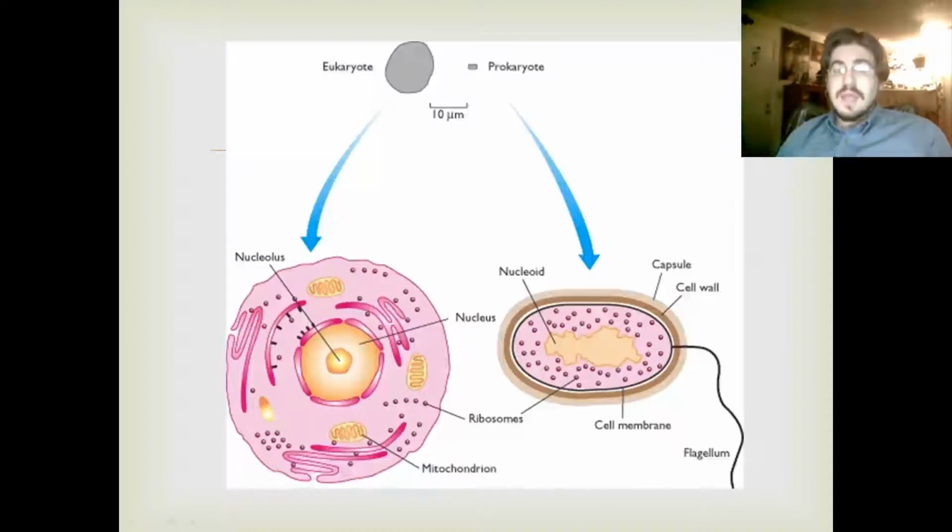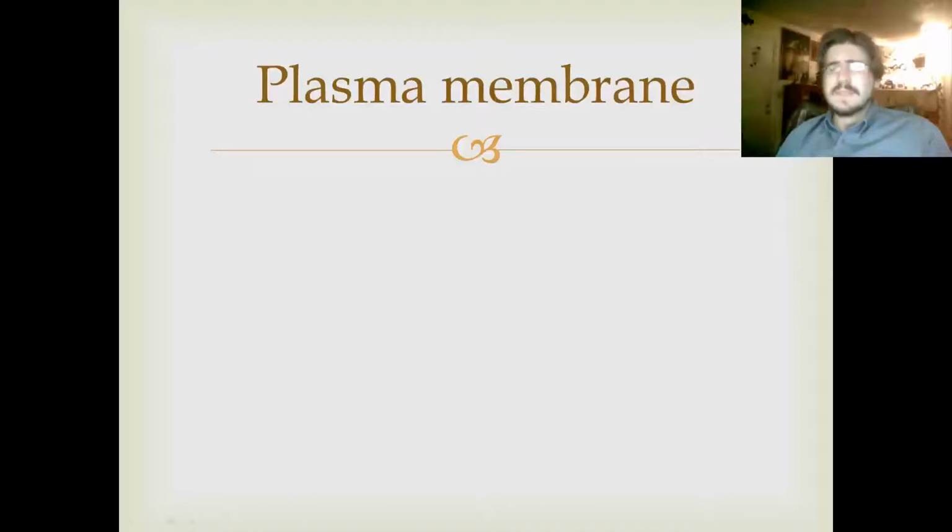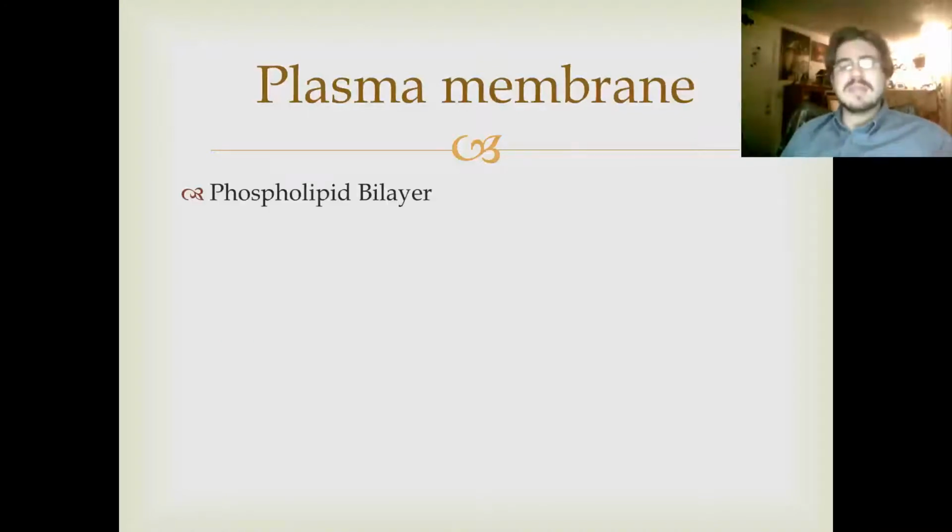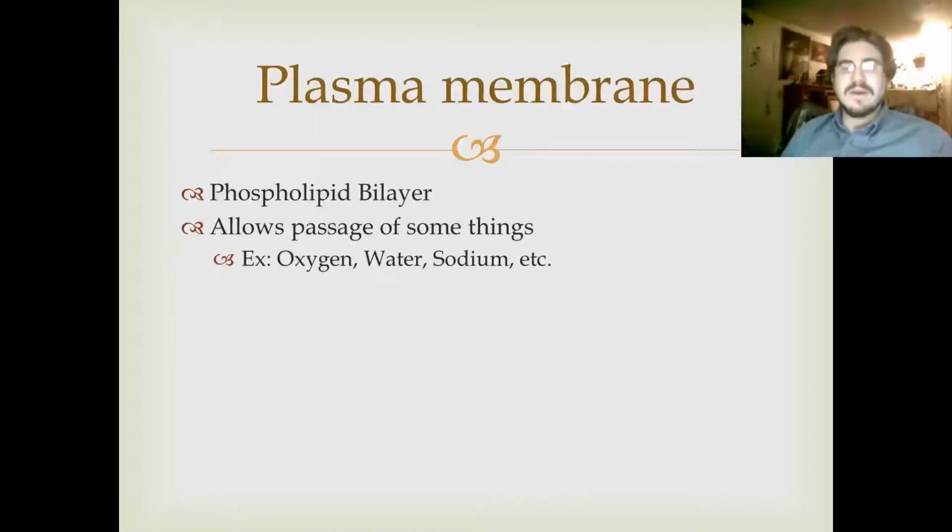So pretty cool. All right, let's go into some details about that plasma membrane. Plasma membrane is made up of what we call a phospholipid bilayer. And as we said earlier, it is semi-permeable. Semi-permeable means it allows the passage of some things, like oxygen, water, or sodium, but it blocks others.